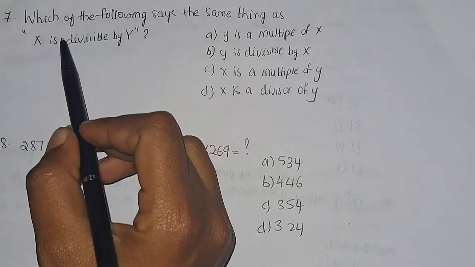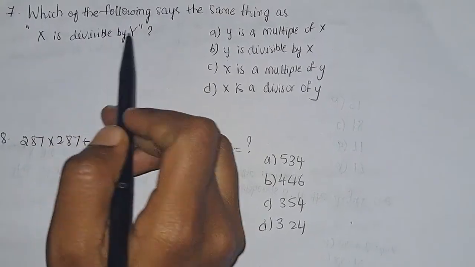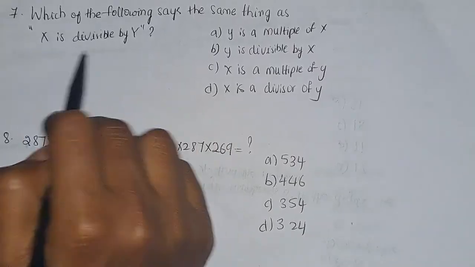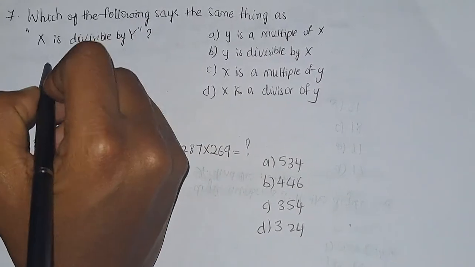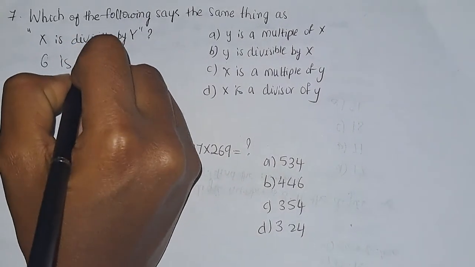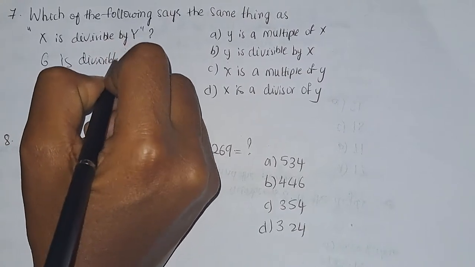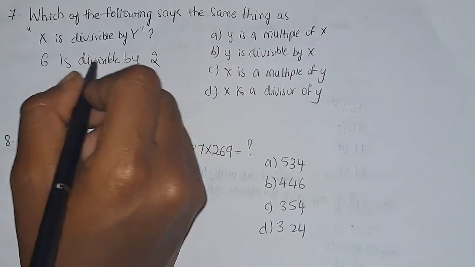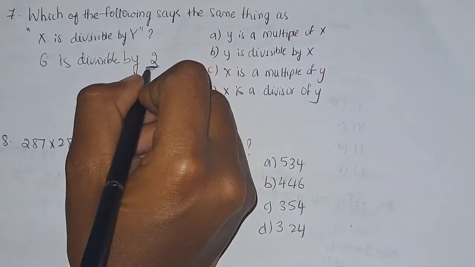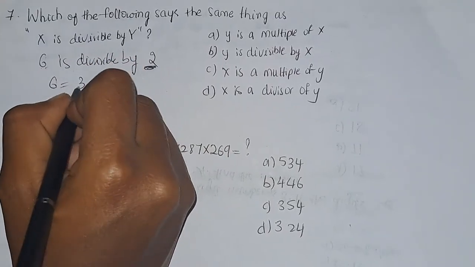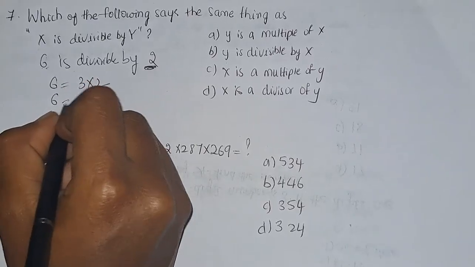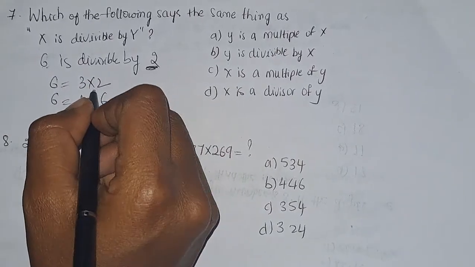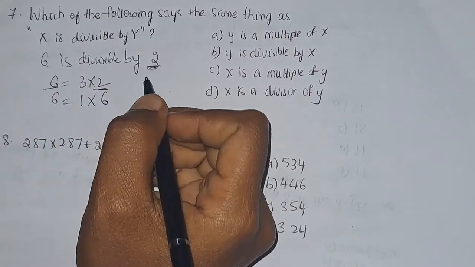So in this question, x is divisible by y. So we have to find out what this means. For example, if you say 6 is divisible by 2, that means 2 is a factor of 6. 6 is 3 into 2, or 6 is 1 into 6. So here 2 is a factor of 6.